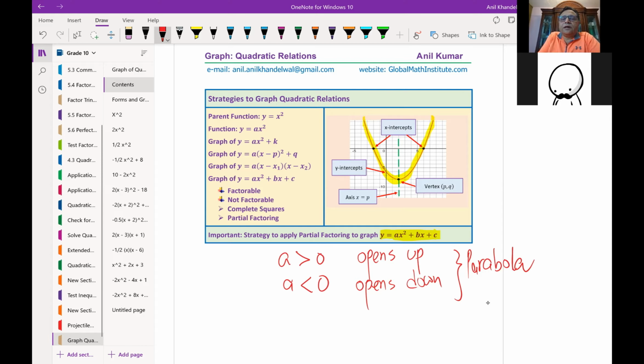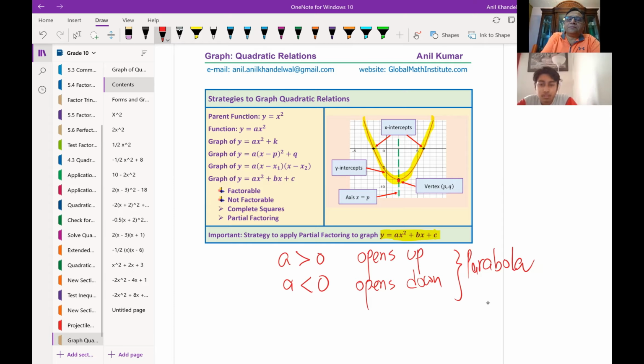The turning point is very important. The turning point is called the vertex of the parabola. So we have the vertex there at the turning point. Then the dotted line, which is shown here, is called the axis. It is the axis of symmetry for the parabola.